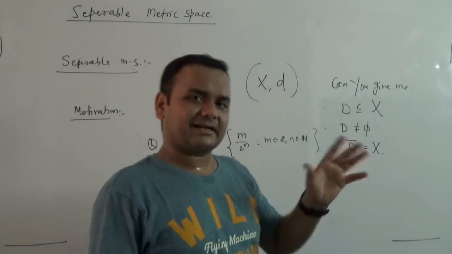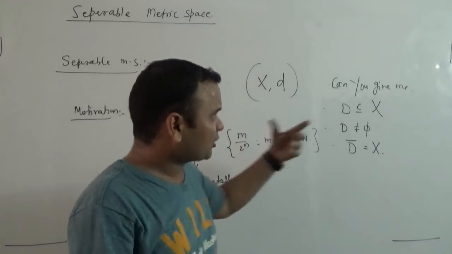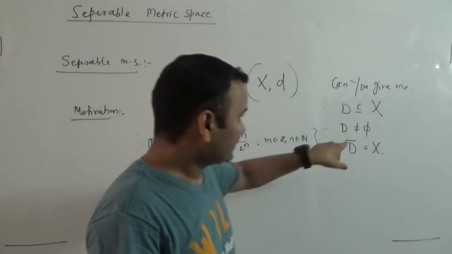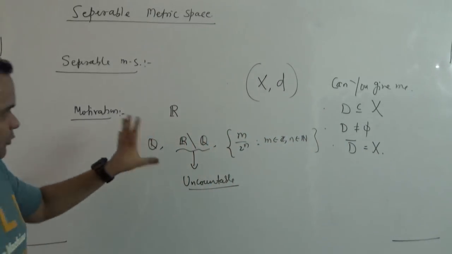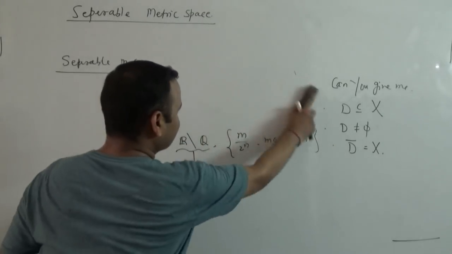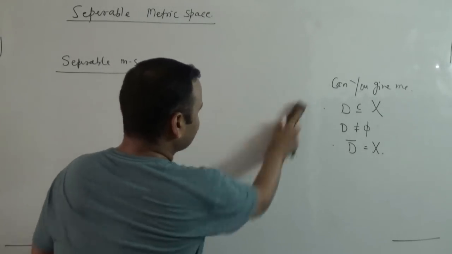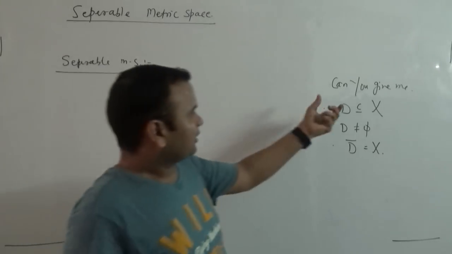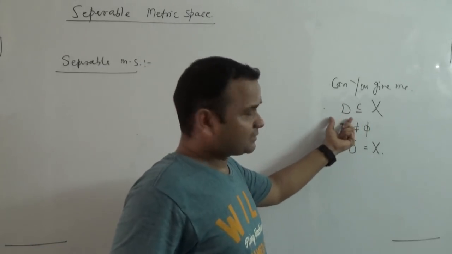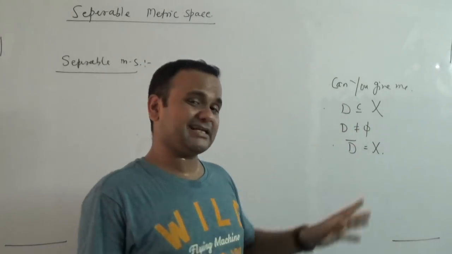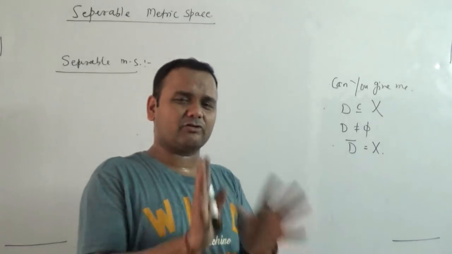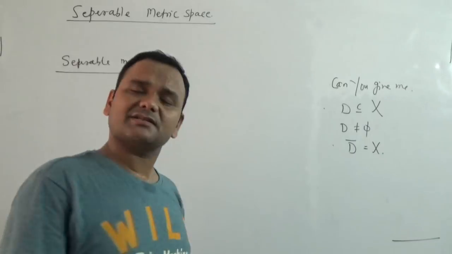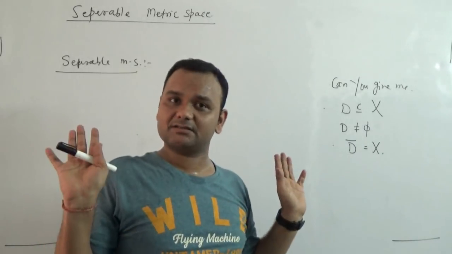If I give you a metric space, which is of course non-empty, can you give me a non-empty subset D of X such that, I will give the motivation later, so let me start with this. If you have a metric space X, can you give me a non-empty subset D such that the closure of D is equal to X? Can you give me this without any thought? Do we have such a D in any metric space?